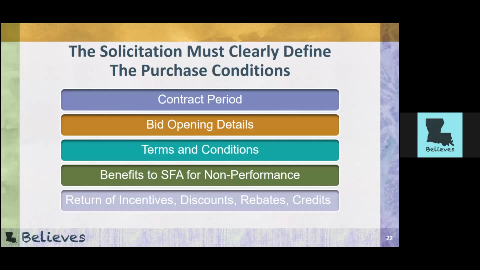The solicitation must clearly define the purchase conditions. Items that must be included are contract period, date, time, and location of bid openings, and how the vendor will be informed of bid results. Terms and conditions each bidder must fulfill to be evaluated. Benefits to SFA if contractor does not perform as contracted. Statement regarding the return of purchase incentives, discounts, rebates, and credits.